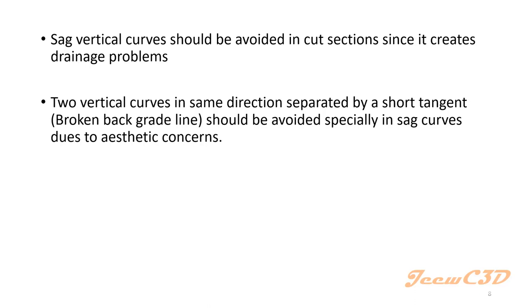Then two vertical curves in the same direction separated by a short tangent, which is called a broken back grade line, should be avoided, especially sag curves, due to aesthetic conditions. I think you could understand this. I explained the behavior in the horizontal alignment, what is meant by the broken back horizontal curve. The same thing happens here, broken back grade lines. You have two vertical curves with a short tangent in between, and it will be a very unpleasant view due to this broken back grade line effect.